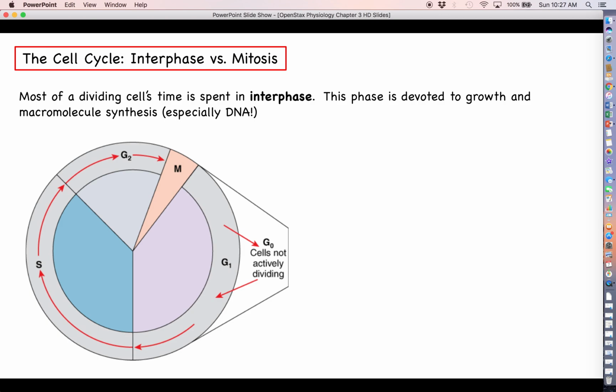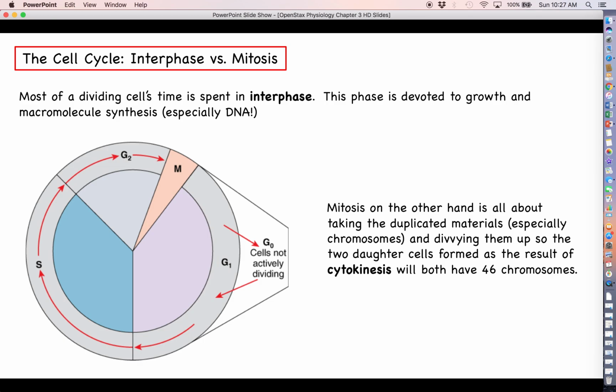Most of a dividing cell's time is spent in interphase. Mitosis is actually a very small sliver of the cell cycle. So any given dividing cell in your body is somewhere in interphase, statistically speaking. Interphase is all about growing and making new materials like DNA, making new proteins, making new organelles, a lot of those anabolic reactions that we talked about in Chapter 1, and a lot of the dehydration synthesis reactions that we talked about in Chapter 2.